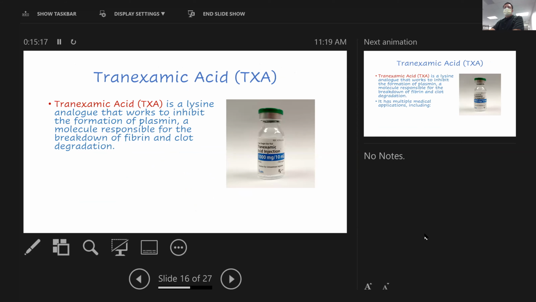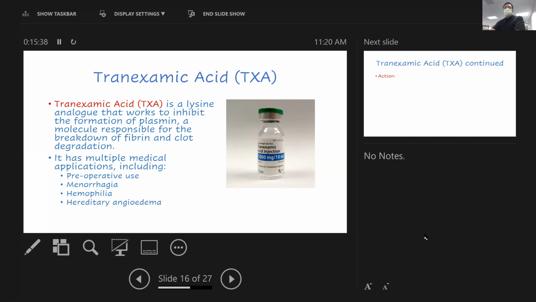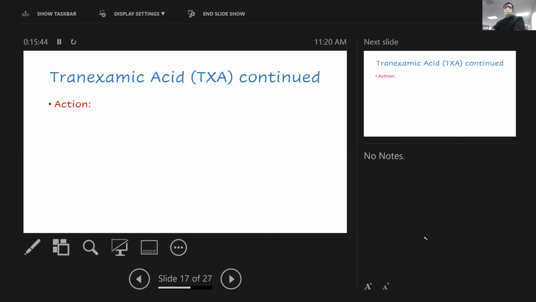TXA, again, is this lysine analog that works to inhibit the formation of plasmin. And plasmin, as we know, is a molecule that's responsible for the breakdown of fibrin and clot degradation. TXA is not new. It's been around for decades. It has multiple medical applications, including all of these. But in the setting of trauma, we're using it to control poorly controlled or uncontrolled hemorrhage.